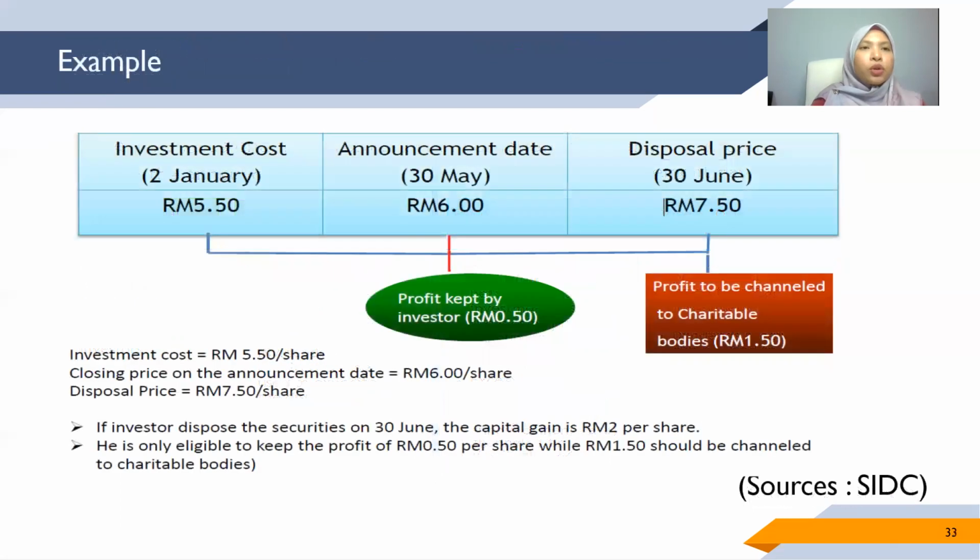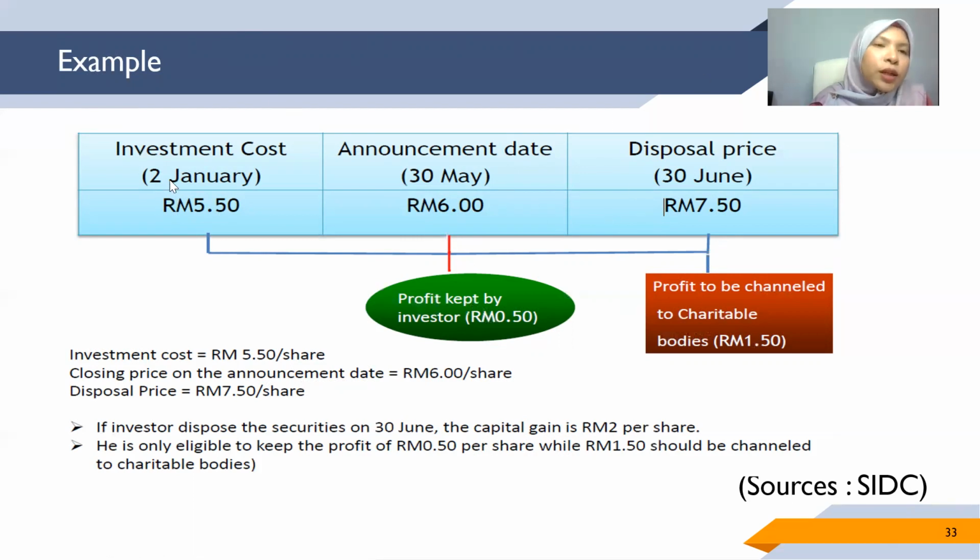Alright. So this one, you can see this is the example. It's very easy to understand. Okay, don't worry. So we have the announcement date which is 30 May considered as the day that SC announced that the stock is Shariah non-compliant. Okay, 30 Mei. SC announced stock A, kita kata A lah, stock A ni dah tak Shariah compliant. However, you only realize that on 30 June, 1 month after the announcement.